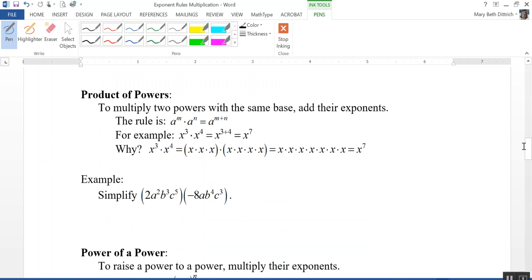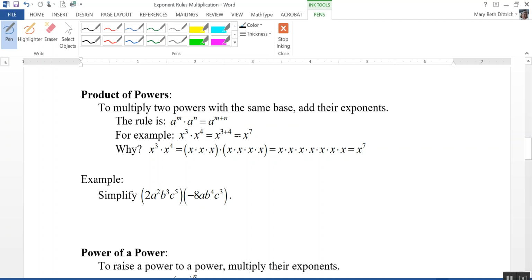Let's take a look at a couple properties that apply to multiplying exponents. The first is the product of powers. To multiply two powers with the same base, we want to add their exponents. So the rule says a to the power of m times a to the power of n is equal to a raised to the power of m plus n. Here's an example. X to the third times x to the fourth is x raised to the power of 3 plus 4, or x to the 7th.